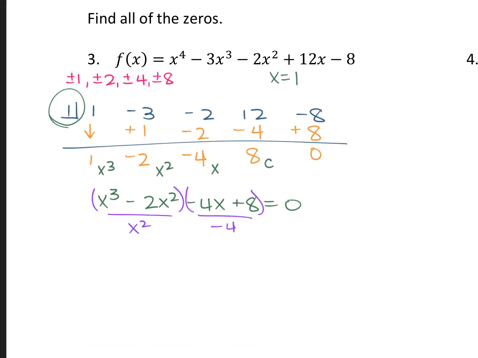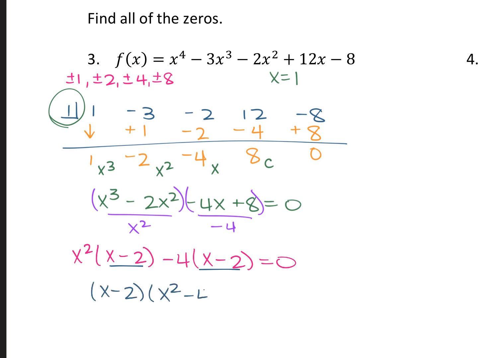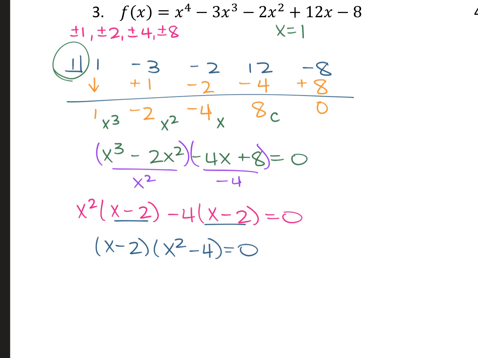That's going to leave us with x squared times x minus 2 minus 4 times x minus 2 is equal to 0. Two sets of parentheses are identical, so we're going to rewrite this as x minus 2 times x squared minus 4 is equal to 0. Next, we are going to factor the x squared minus 4 to factor it completely, and that's going to give us x minus 2 times x minus 2 times x plus 2 is equal to 0.